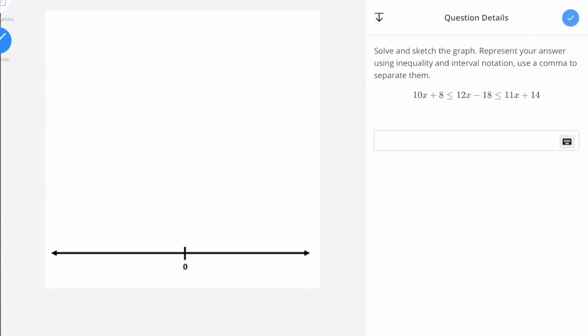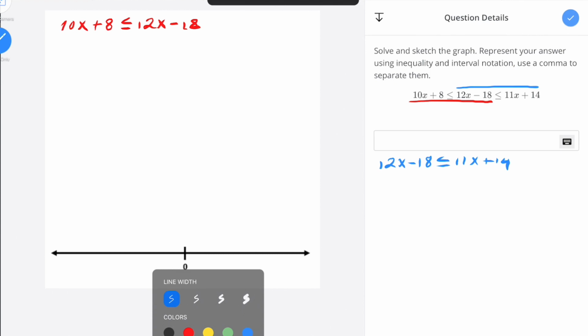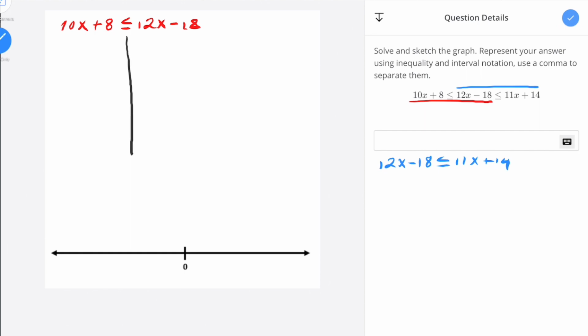All right, so that's the first part. We have 10x plus 8 is less than or equal to 12x minus 18. And then we have our second part, which is that one, 12x minus 18, less than or equal to 11x plus 14. We are going to solve for this like how we solve for equations.